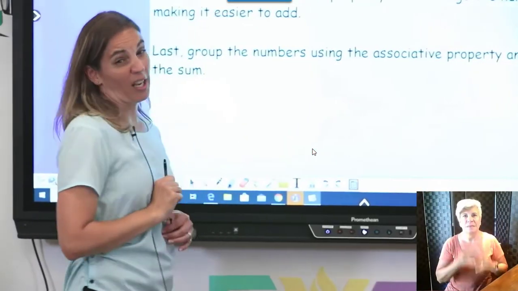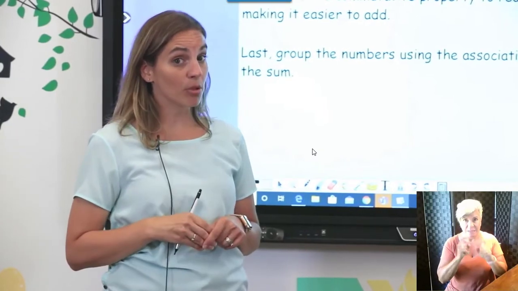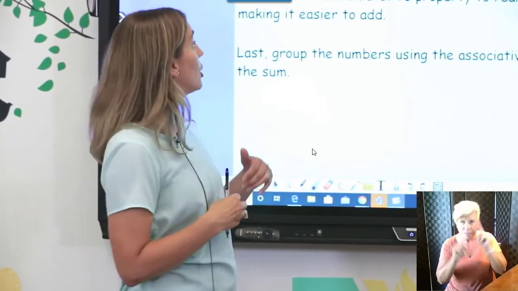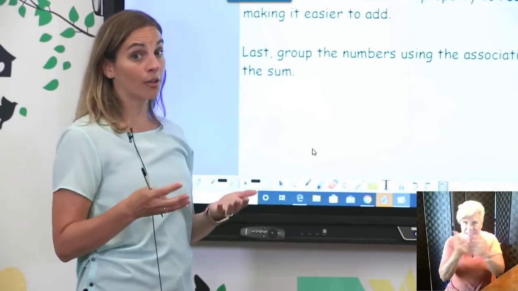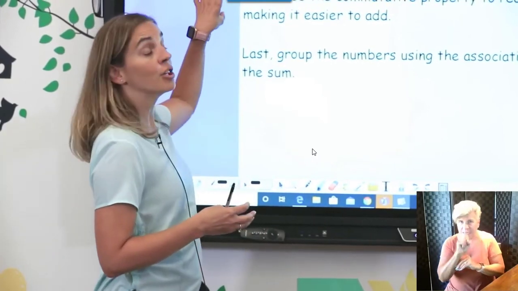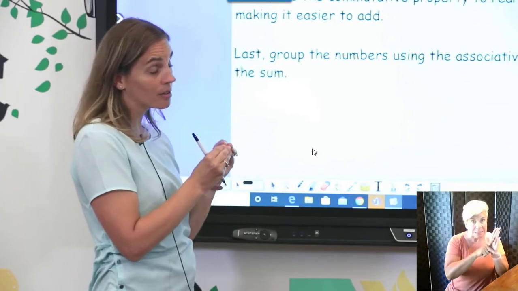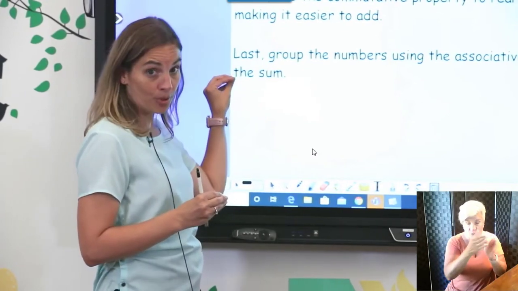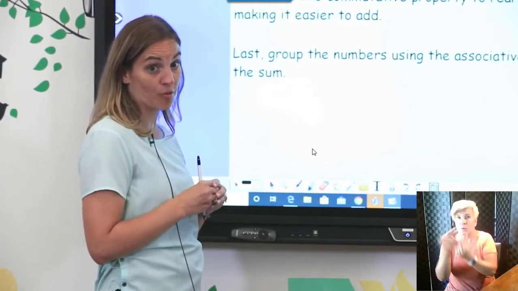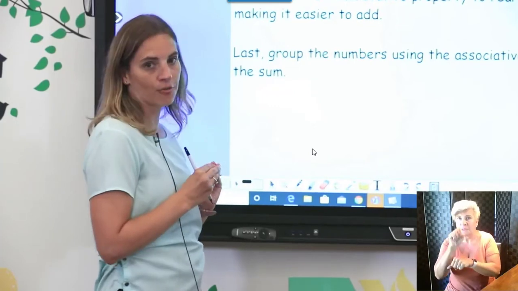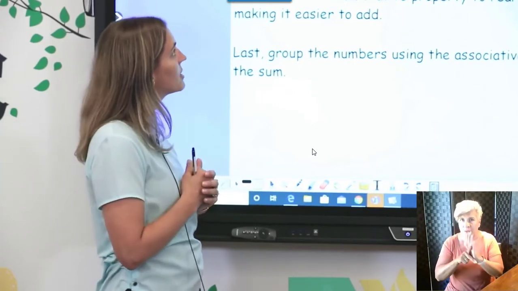Now you try. This time I'm going to give you just a couple of minutes. Think carefully. You're going to break apart the numbers into hundreds, tens, and ones. You're going to use the commutative property to rearrange the numbers and put the like numbers together. And then you're going to group your like numbers using the associative property and then add and get your final answer. Take just a moment. Let's see how you can do on your own.